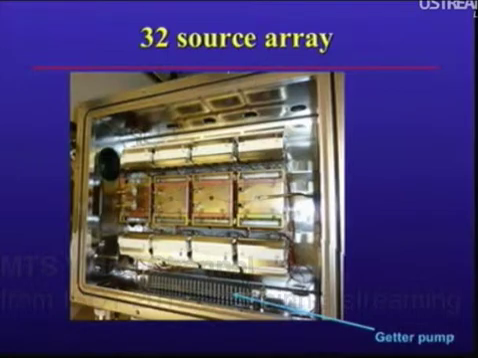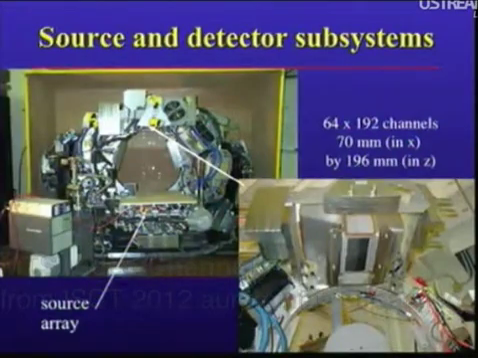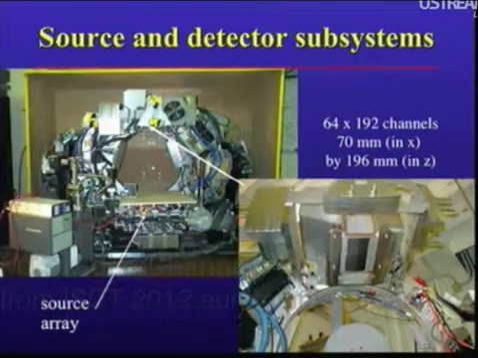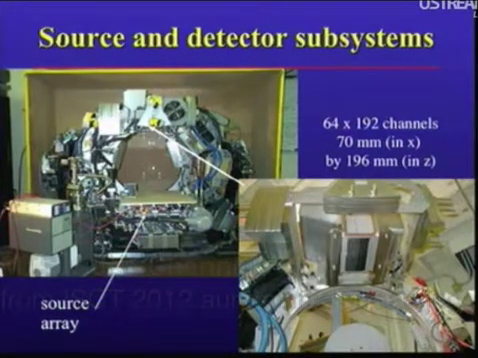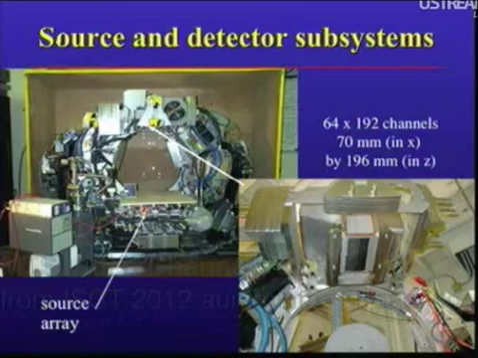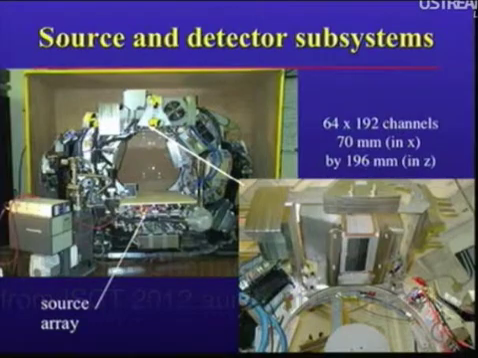Here you see the 4 modules that we now have integrated into the source array, looking into the vacuum chamber with the cover off. That, as shown there, has 32 sources in it. The detector is a lot like the conventional CT detector in this case, but turned on its side. So it's a 64 by 192 channels. It's 192 channels in the Z direction and 64 in the in-plane direction.